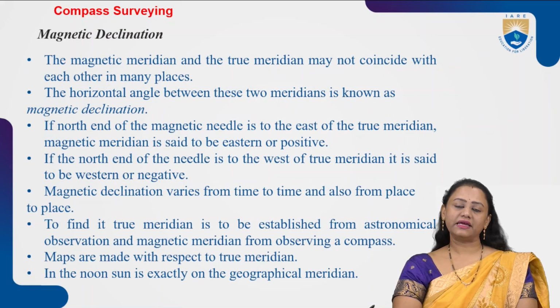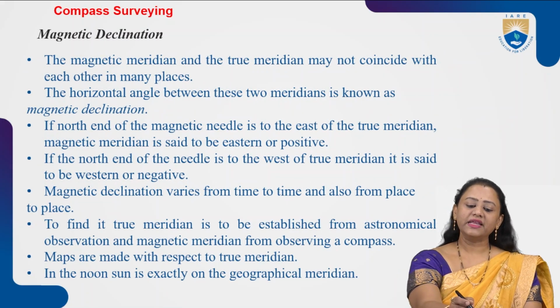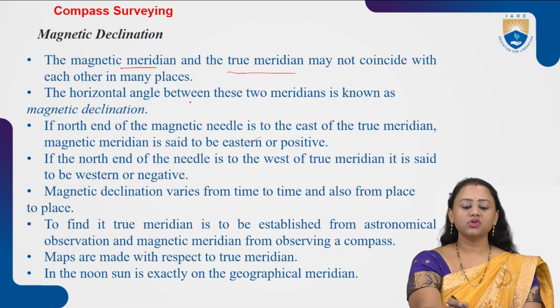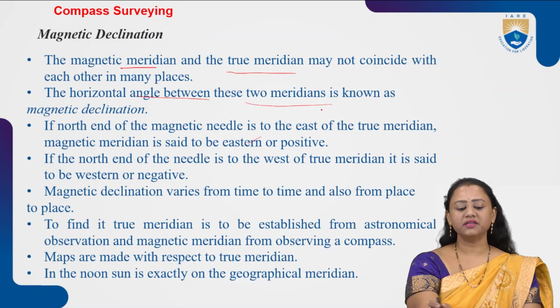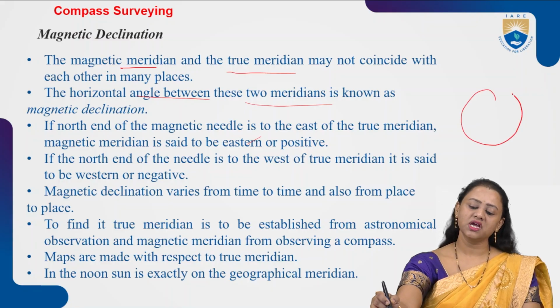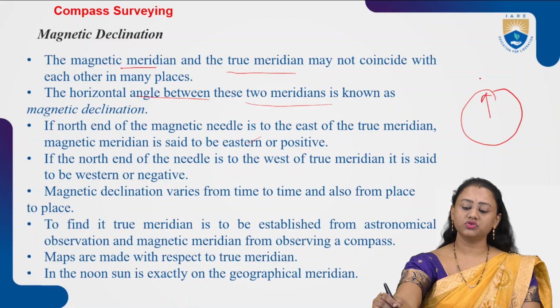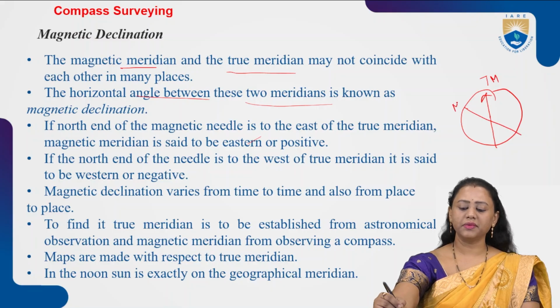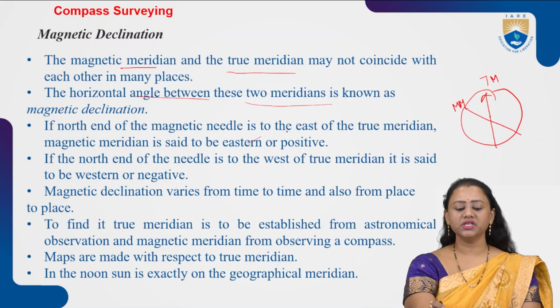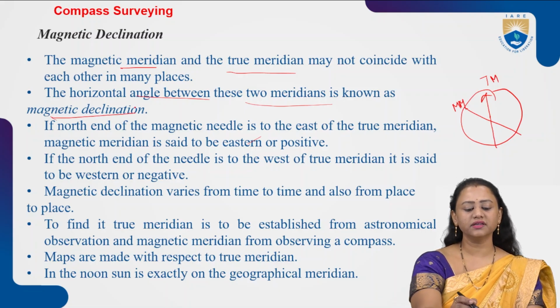Now, magnetic declination. The magnetic meridian and the true meridian may not coincide with each other. The horizontal angle between these two meridians is known as the magnetic declination. So that means in a compass, the magnetic meridian and the geographical meridian, that is the true meridian, do not coincide. There are different points, and the horizontal angle between these two meridians is known as the magnetic declination.